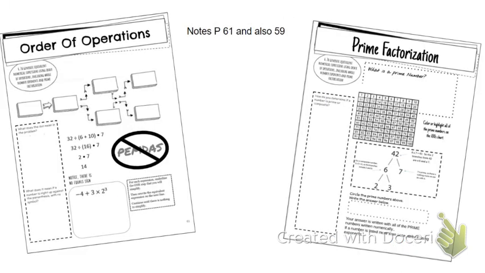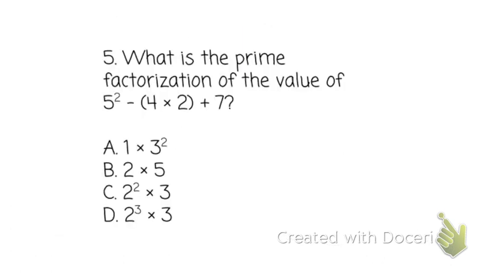All right, number 5. These notes come from page 61 and also 59 in your notebook because we're using 2 different skills here, okay? We're going to be solving order of operations and then taking that answer and finding the prime factorization of it. Okay, first thing when I'm doing this, I'm always going to write out my problem in a space that I can do the work, okay?